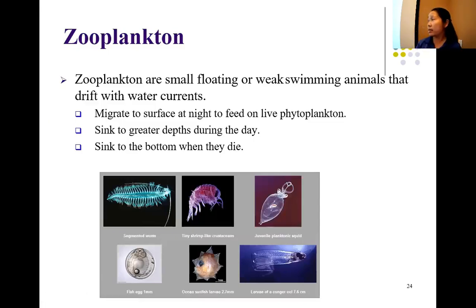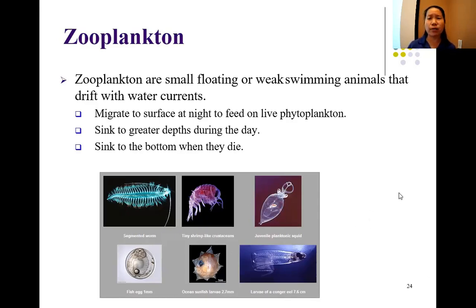So the other form is the animal form. Zooplankton are small, floating or weakly swimming animals that drift with water currents. Note they have a little ability to swim, but it's weak, and they often still migrate with the water stream flow. They migrate to the surface at night to feed on live phytoplankton, then sink to greater depth during the day and sink to the bottom when they die. These are a couple of examples of different forms of zooplankton.